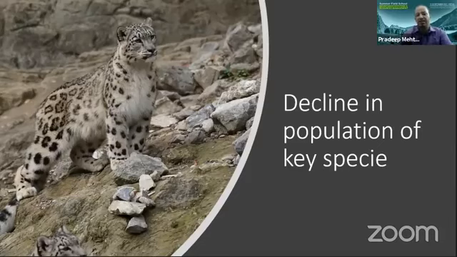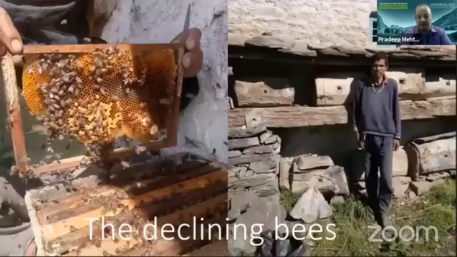And then there is a decline in the population of key species like the snow leopards. This is also due to illegal poaching of these animals. And also, I think in nature there is a decline in the natural control of these animals, where we are seeing that these kinds of animals are declining.